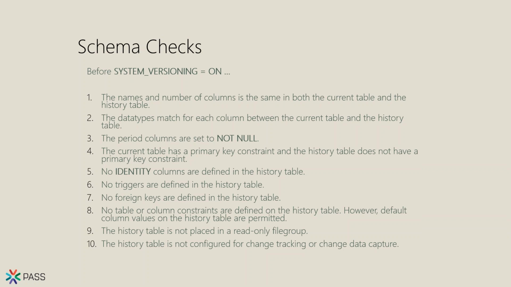It also checks that the history table is not placed in a read-only file group. So in case you had moved the table out of the file group into another location, it checks to see that it is still accessible and can make those changes before it will give you the thumbs up that system versioning is on.